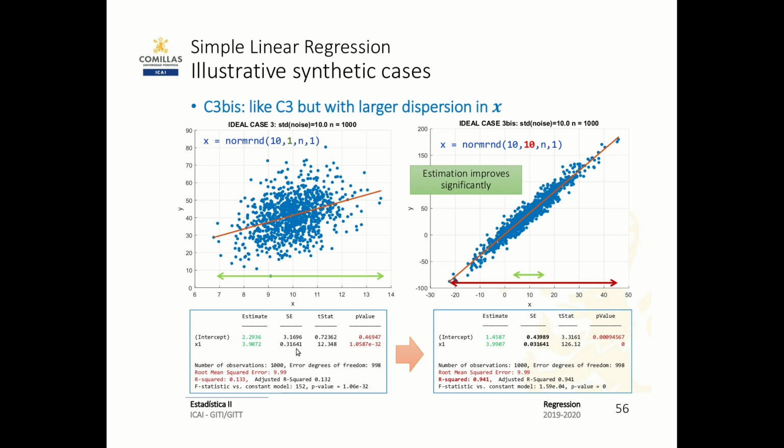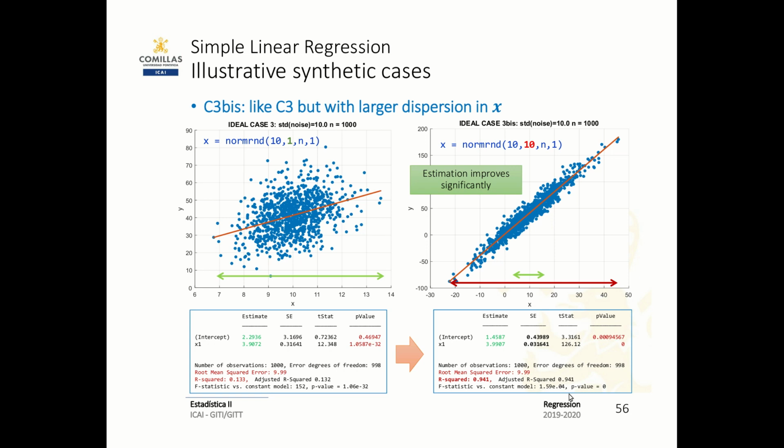We have the same amount of noise, but now B0, B1 become much closer to the true values. For instance, before we could not reject the hypothesis that B0 was 0, but now we can clearly reject it. The estimate is still not too good, but we can reject the hypothesis that it is 0. And now the R squared has dramatically improved.